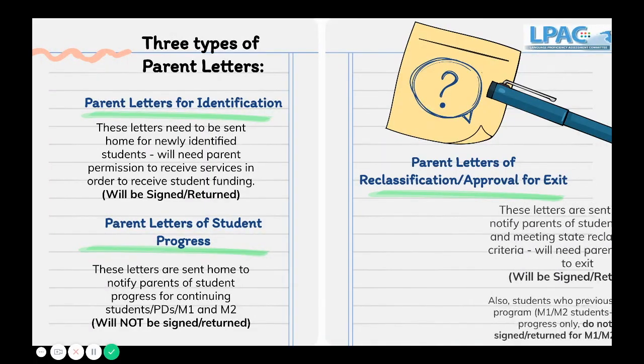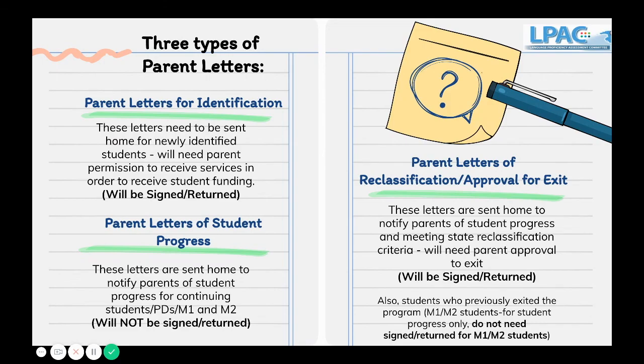Parent letters of reclassification and approval for exit. These letters are sent home to notify parents of students' progress in meeting state reclassification criteria. We'll need parent approval to exit. These letters need to be signed, dated, and returned to the school. Also, for students who were previously exited from the program, Monitor 1 and Monitor 2 students, letters are for student progress only and do not need to be signed and returned. So just when the LPAC meets to say this student needs to be reclassified, that is the only parent letter that needs to be sent home to a parent and returned, to ensure that the parent understands the student no longer meets the requirements for an English language program.